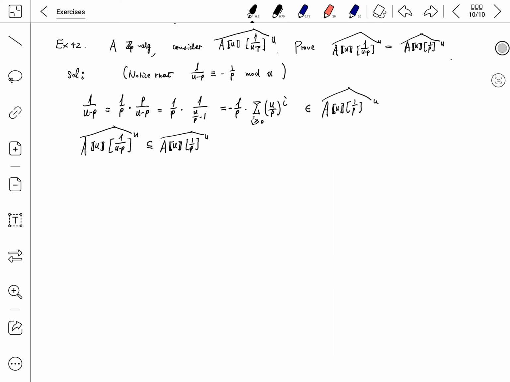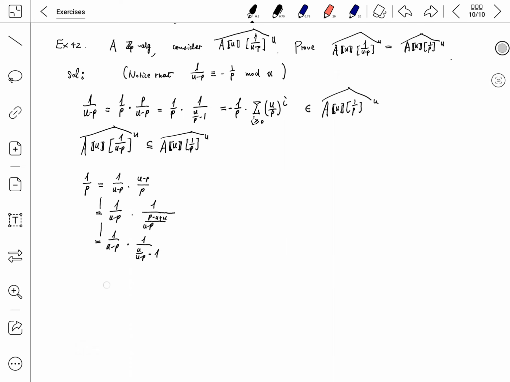Conversely, we could argue similarly. So conversely, just notice that 1 over p equals 1 over u minus p times minus p over p, so this is 1 over u minus p times 1 over p over u minus p, equals 1 over this is the same as p minus u plus u, and so this is the same as u over u minus p minus 1.